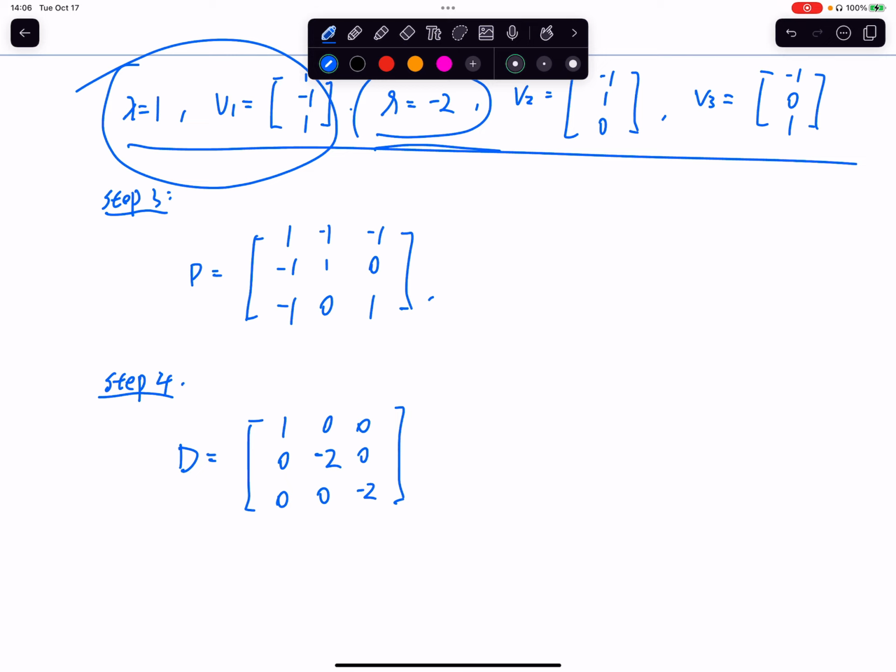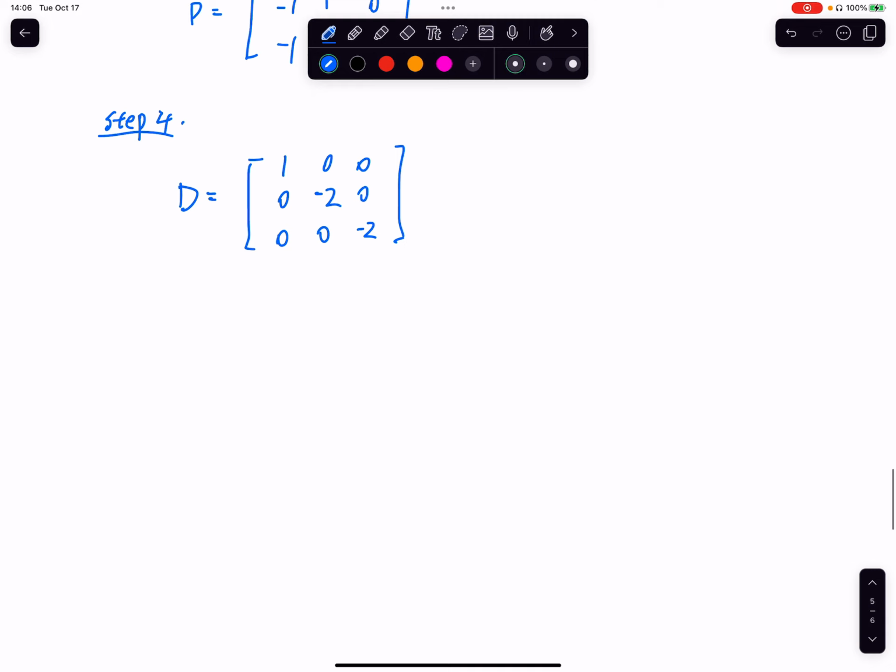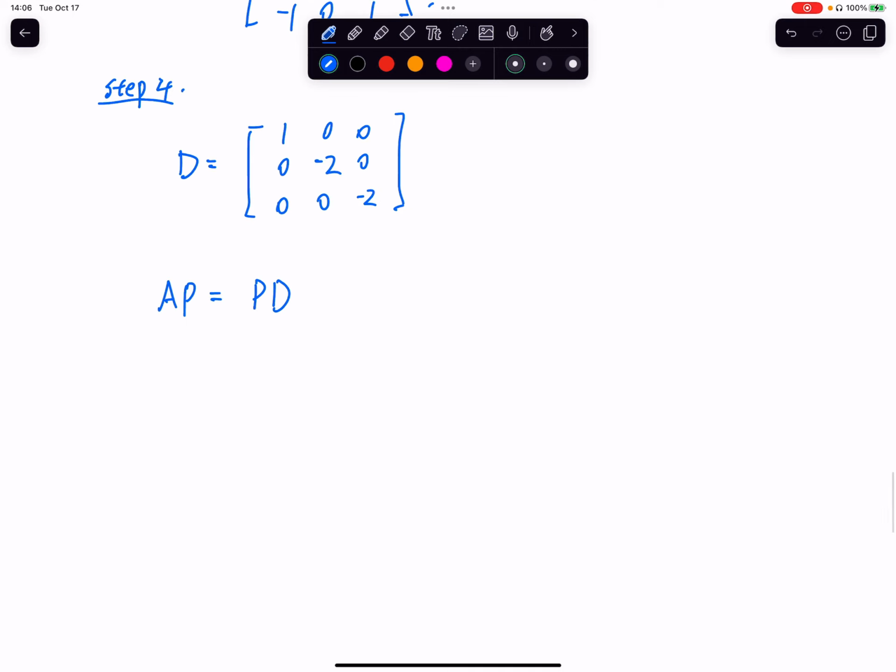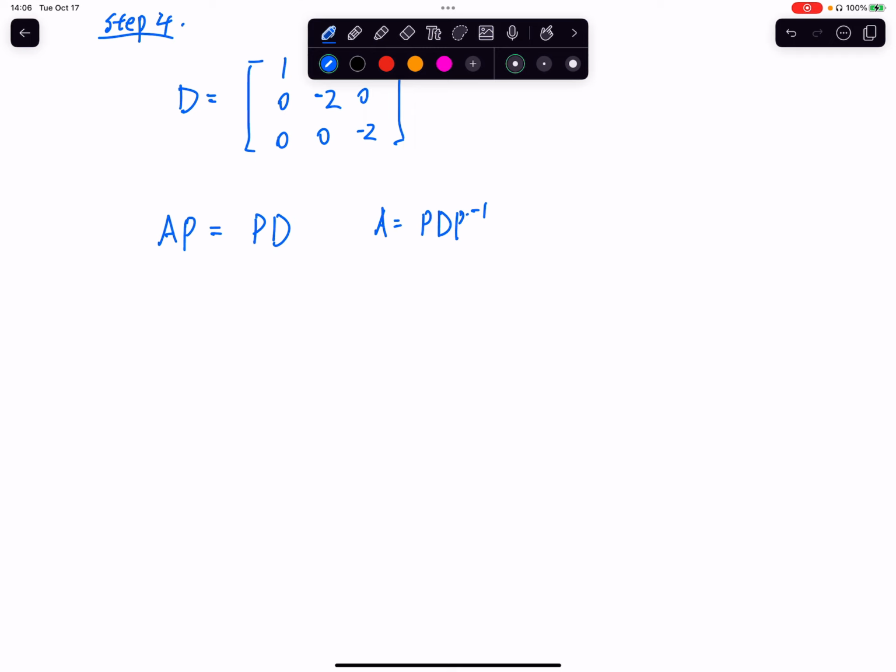So one can check that P and D really work. To avoid computing P inverse, we can simply verify that AP equals PD. This is equivalent to A equals PDP inverse, since we are assuming P is invertible. And of course, one needs to check that P is indeed invertible. So that is only a calculation of the determinant.